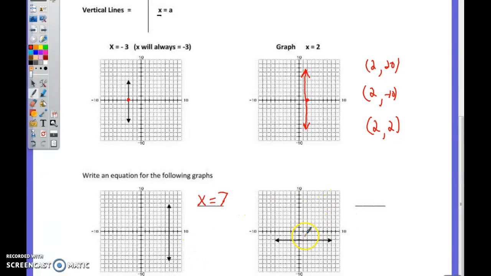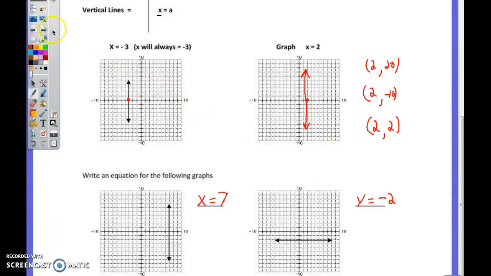Over here, we have a horizontal line, so it's not going to be x equals, it's going to be y equals, and then we have to figure out the number. So starting at the origin, I go 1, 2, I'm going down 2, so that's -2. So that would be our equation for that line.